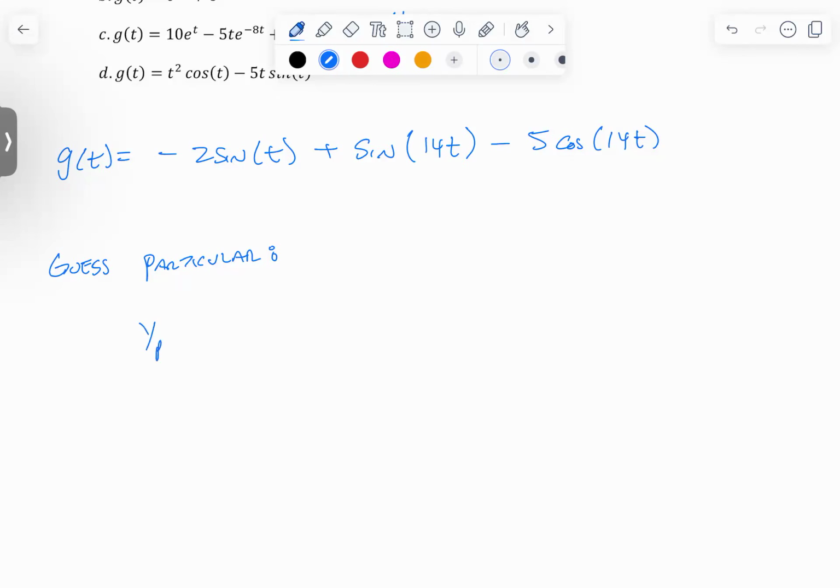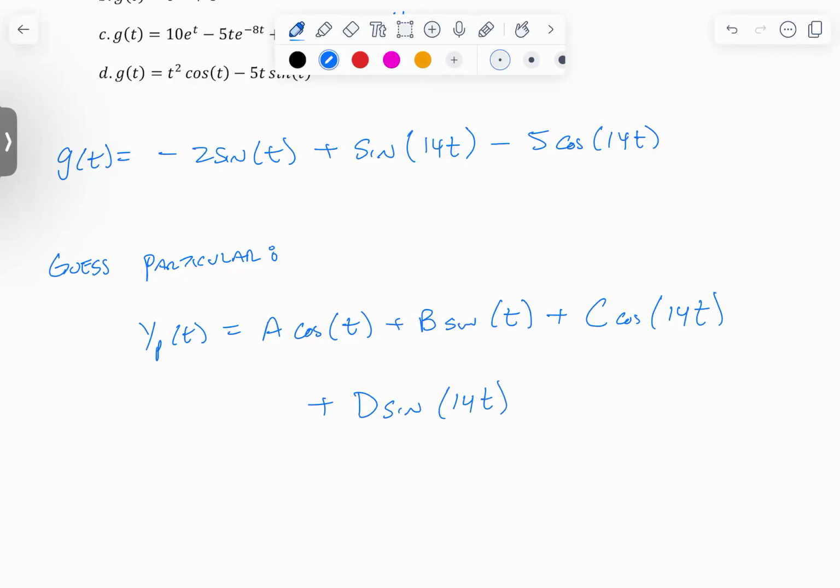And then we just match the angle. So I'm going to do A cosine of 1t plus B sine of 1t. And this is actually repeating itself, right? Because this is 14t, 14 theta. And since they're the same, actually you have both pieces. So I can just keep adding on C cosine 14t plus D sine of 14t.